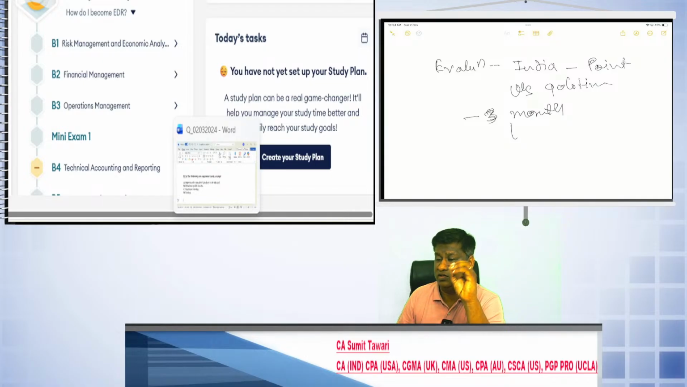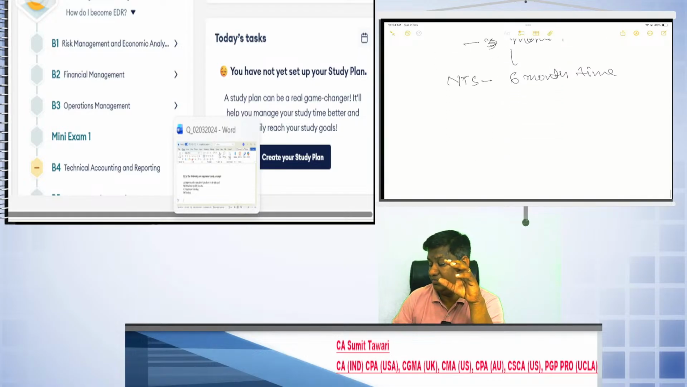You can conclude for which state you need to apply. After that you need to book for NTS, which is notice to schedule. Once you book the notice to schedule, you need to appear for an examination within 6 months' time. Once you get the NTS, then you need to book for an exam. You can book for an exam in India. There are 7-8 centers, and you need to go to the Prometric Center and appear for an examination. So these are basically the steps.